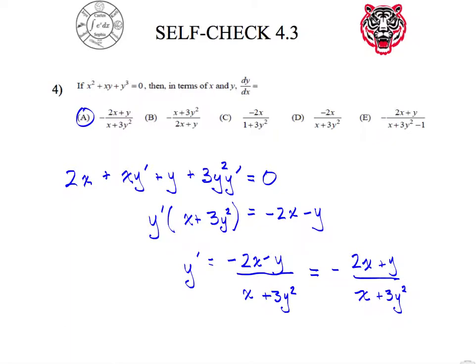Oh, so you distributed the negative on the top? I factored out the negative on the top and left it on the outside. Oh yeah. Okay. I didn't know what you were talking about.